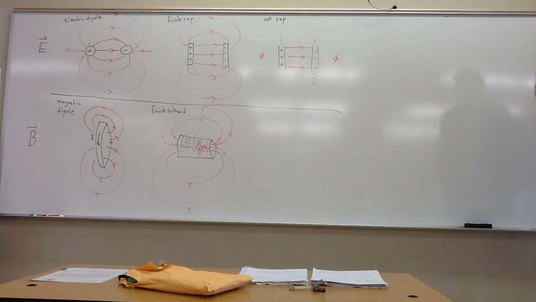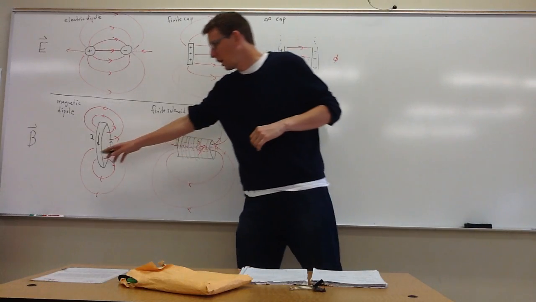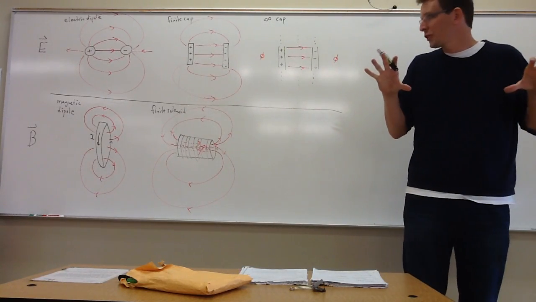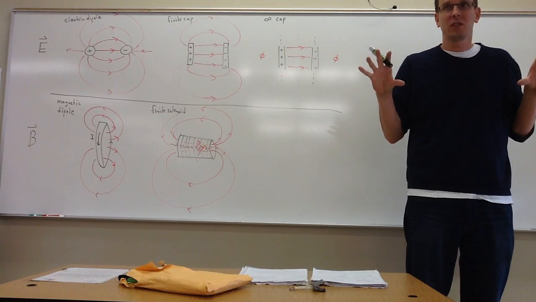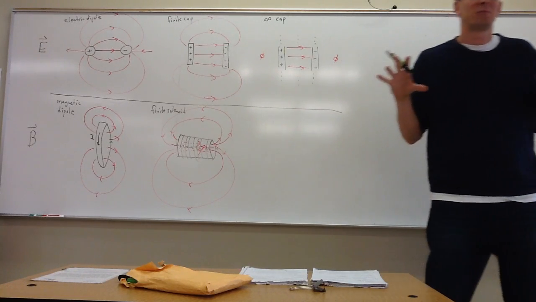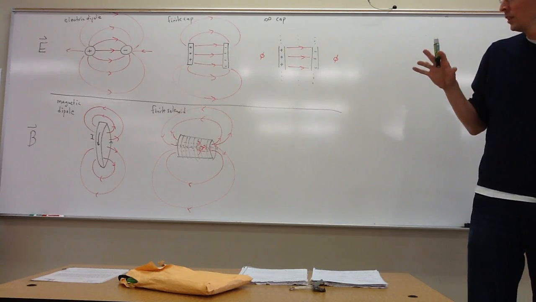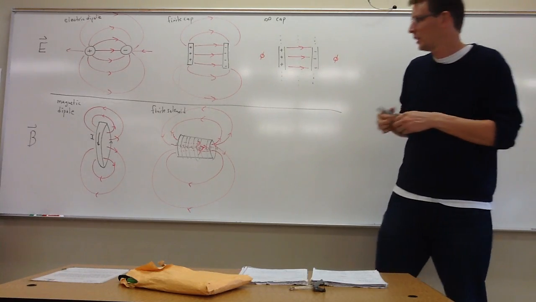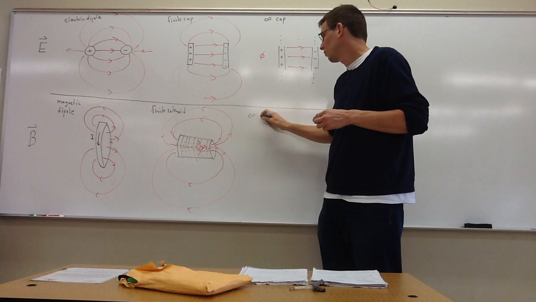So by not having it just be a single or a couple turns, but having it be a significantly long tube, we are going to have a situation in which the field is approximately uniform. So what do we do next? We just make it infinitely long. Infinite solenoid.